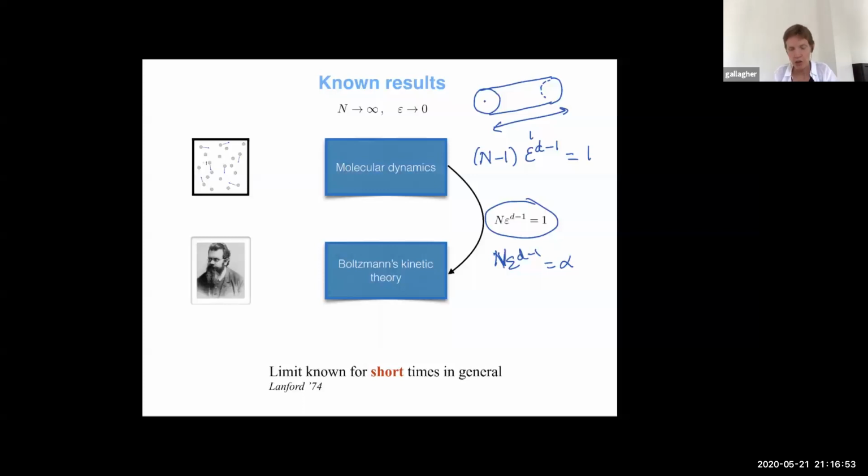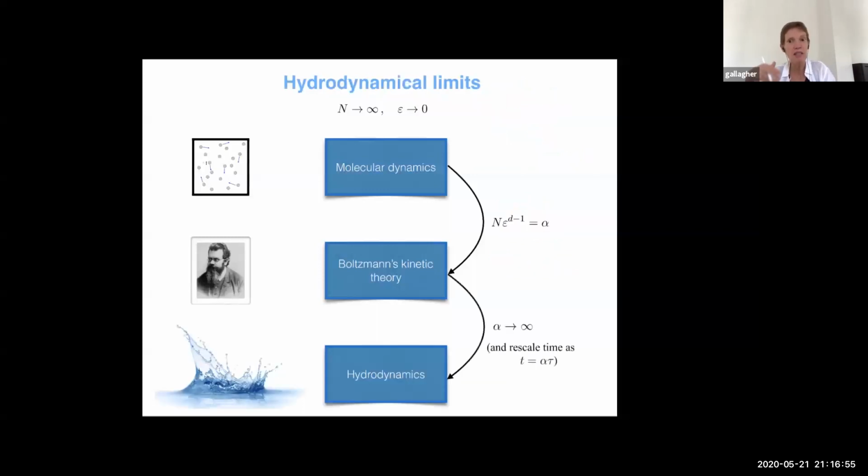Okay, now to go from Boltzmann to fluids, what you're going to do is let alpha go to infinity, exactly. Okay, what you might do also is even rescale time. So t will become alpha times something. That means you wait for a very, very long time. And then you do get fluid mechanics equations. At least formally, it's not so hard to see.